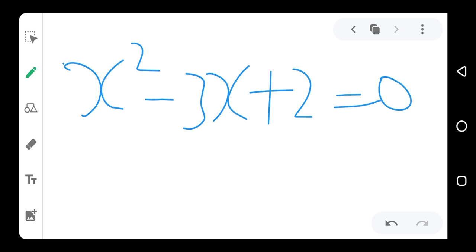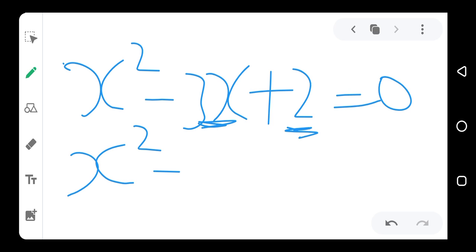So we have x squared minus 3x plus 2. We ask ourselves, what are the two things that when we multiply them, it will give us 2, and when we add them, it is going to give us 3? That is how to factorize this.